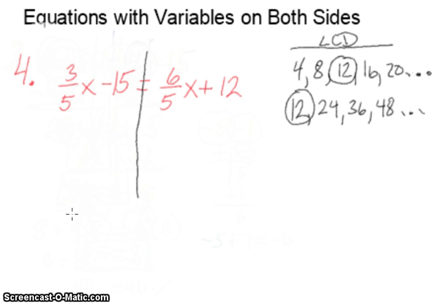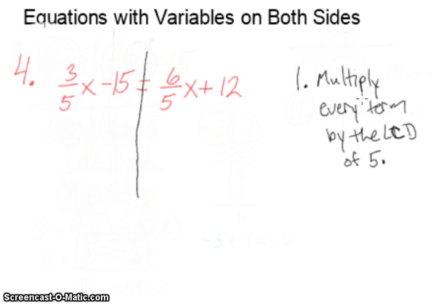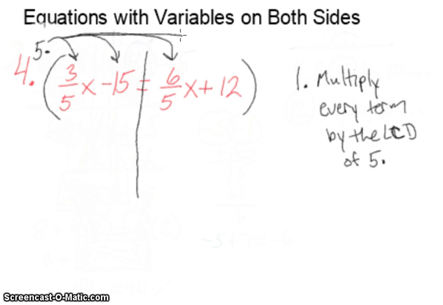So what am I going to do with that information? Okay, so what I'm going to do is multiply every term by the LCD of 5. It's kind of like the distributive property. I'm going to take this 5 and multiply it times everything. I'm going to multiply it times this 3/5x, times this 15, times this 6 over 5x, and times this 12. So it's going to make it look real long.